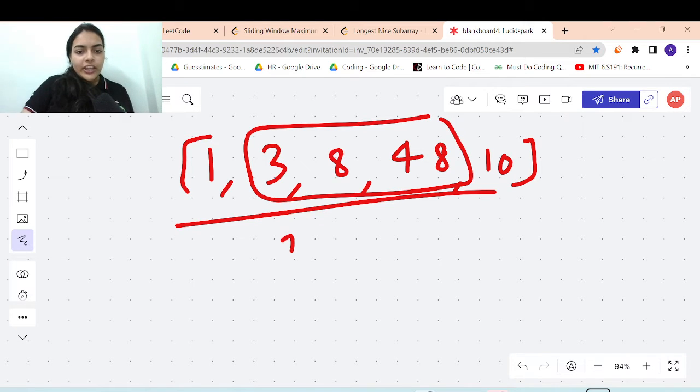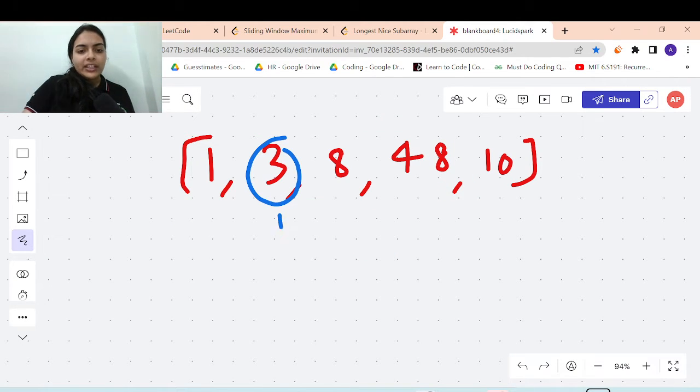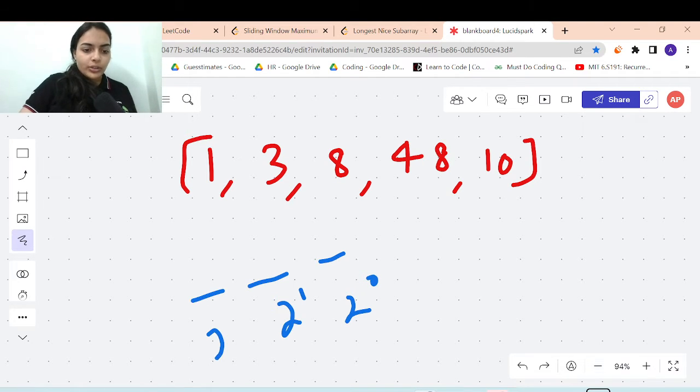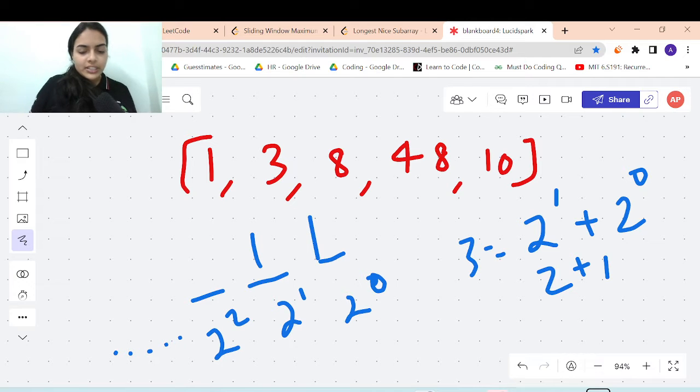Let's see. If you do 3 and 8, you will get 0. What is the meaning of AND? First of all, you have to write the number in binary representation. What is 3? Binary representation is just 2 power 0, 2 power 1, 2 power 2 and so on. 3 is just 2 power 1 plus 2 power 0, so 3 is 2 plus 1. So here you just write 1, 1. This is equal to 3.